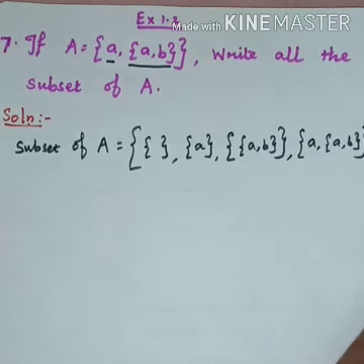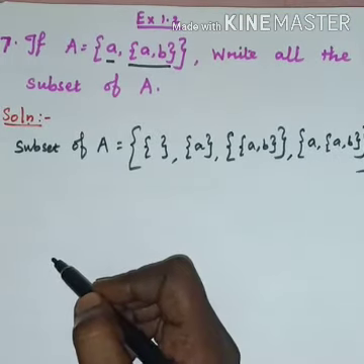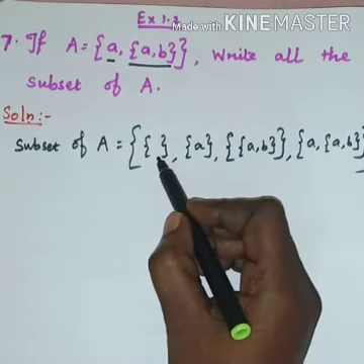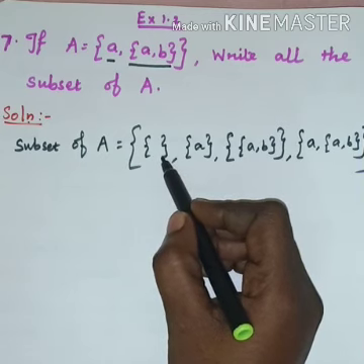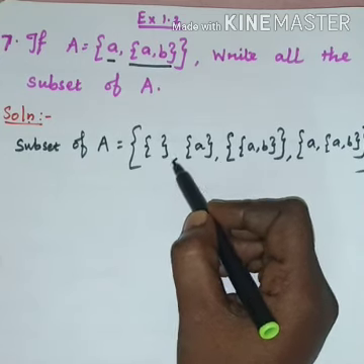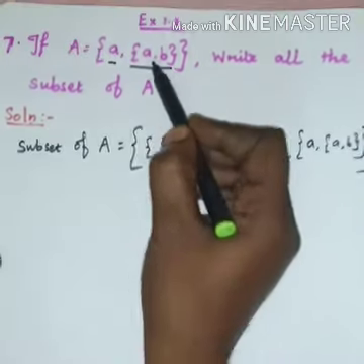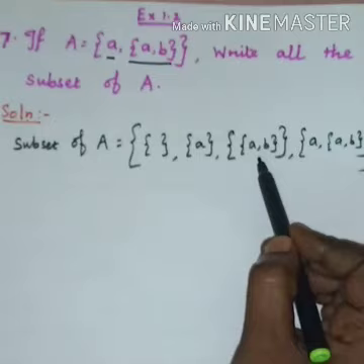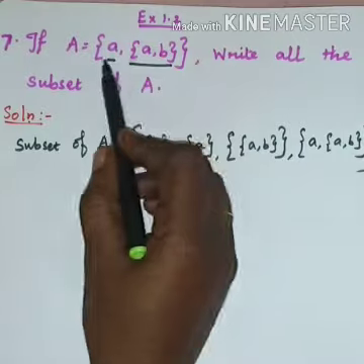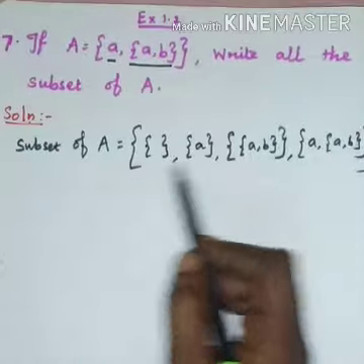Set {a, b}. So we write all the subsets of A. I repeat it once again. The subsets of A are: first we have to write the empty set. The empty set is a subset of all sets. Then we write the first element, {a}, and then the second element, {b}, and finally both elements of the set, {a, b}. These are the subsets of A.